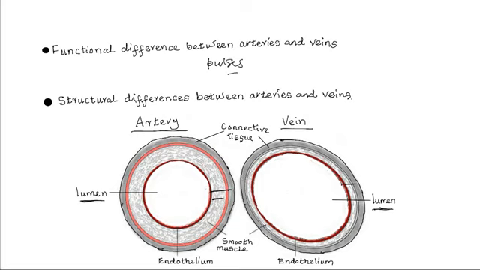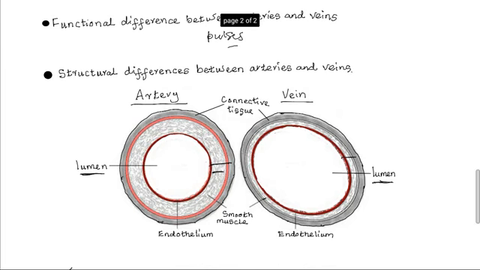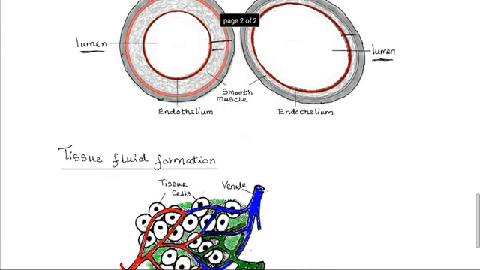Again, this is related to their function. They transport blood back to the heart, which is under considerably low pressure. And so the valves help to maintain the forward flow, that is the unidirectional flow of blood from the tissues and toward the heart. So those are the main differences, both functional and structural differences between the arteries and the vein. Now we can look at tissue fluid formation.